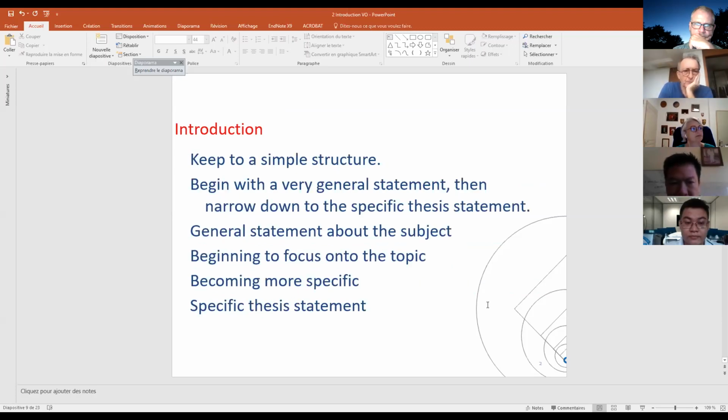Keep the structure simple. Begin with a very general statement, and then you are going to be narrowing down towards the thesis statement, the hypothesis statement, in the introduction section. You will give a general statement about the subject. Bacillus pseudomyelinae is the pathogenic agent of melioidosis.